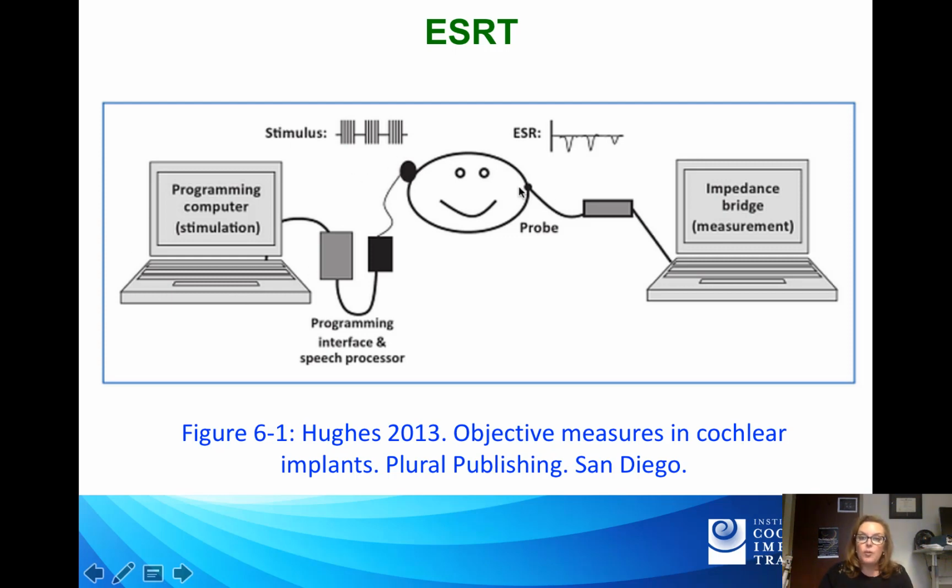You're going to be placing the probe in ideally the non-implanted ear. Although, as we mentioned, you can place it in an implanted ear, and given that more and more people have bilateral implants, we're finding ourselves having to measure ESRTs from an implanted ear. But what you do need, as shown here, is an impedance bridge, but it is typically actually more of an admittance bridge. And this is from Hughes' book, 2013, figure 6.1. An excellent book. I highly recommend it if you're interested in objective measures and you want a little bit more information than you're going to get in today's lecture. Really great book.